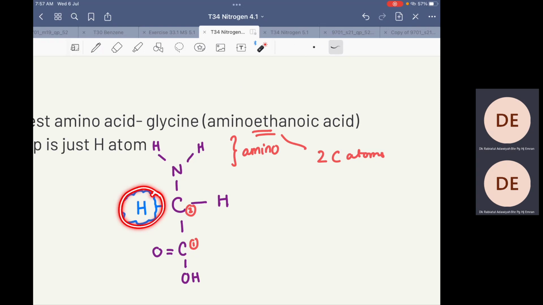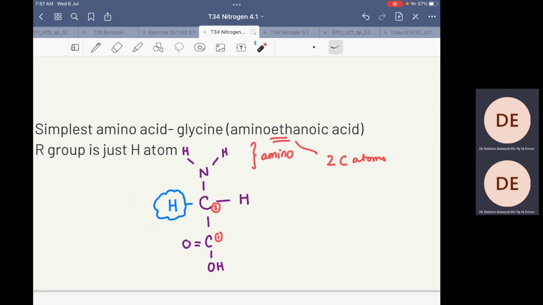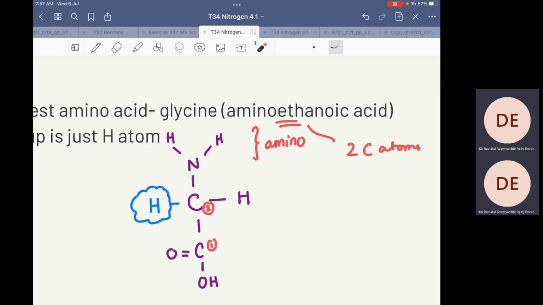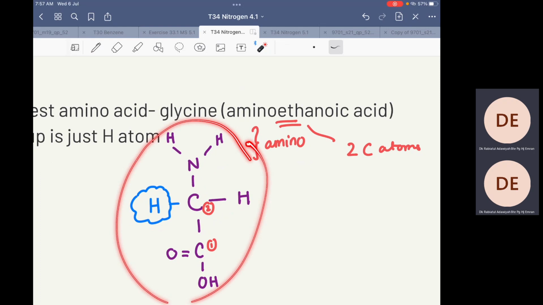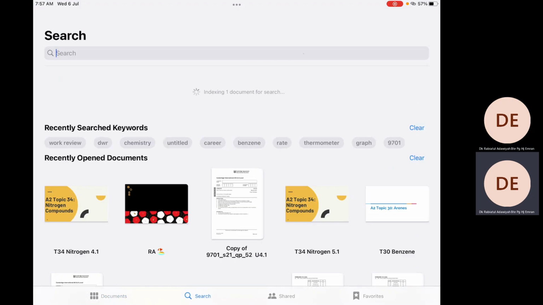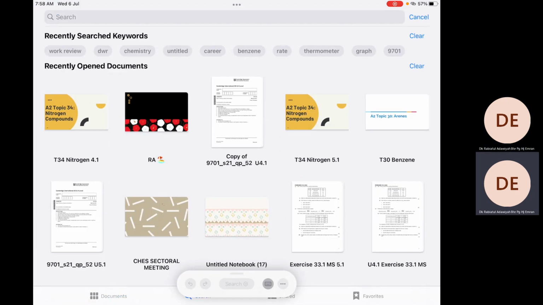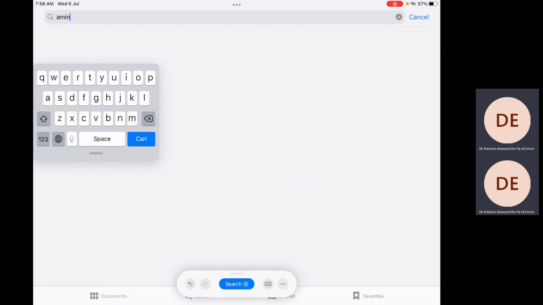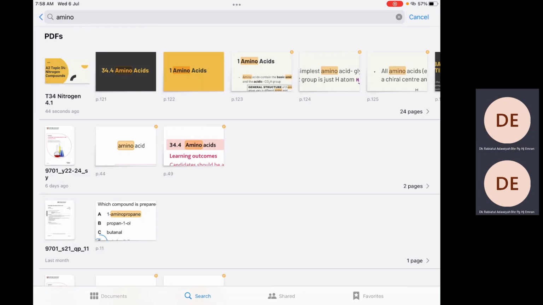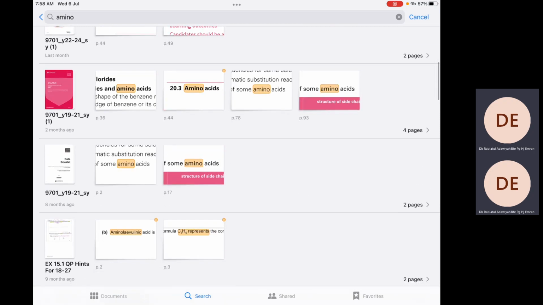Of course, if your R group is something else, then the name changes. All amino acids, except glycine, will have a chiral center at the central carbon. I don't know if I have a list of R groups here. Where can I find that? Amino acids. Because in the new syllabus, definitely it's not in there. Here.